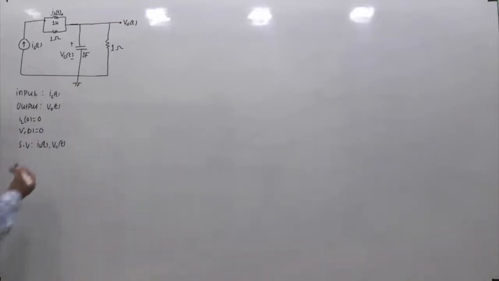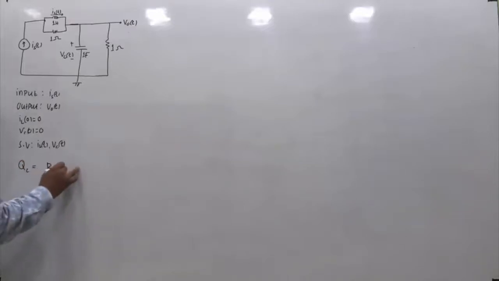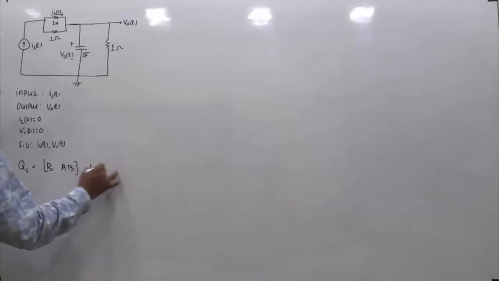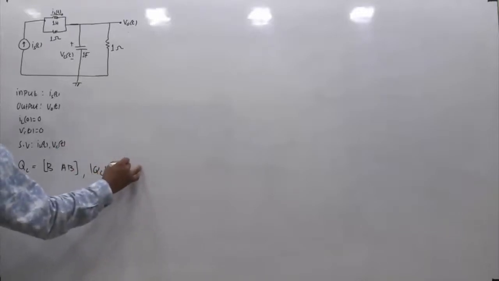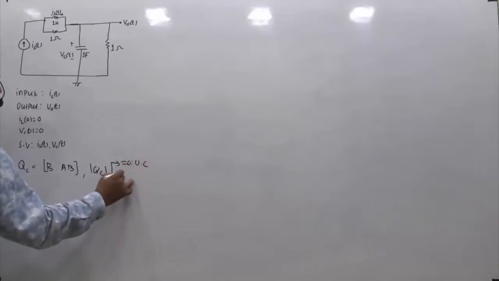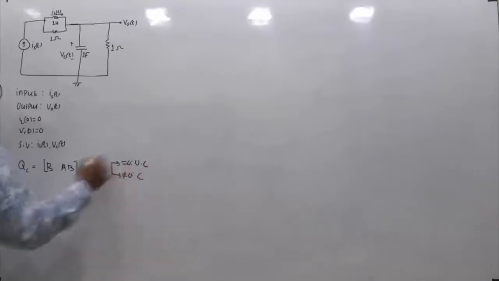So for controllability and observability, what we used to do? There are other methods, but one of the simplest methods is we find a matrix called QC and evaluate its determinant. The QC matrix is given by B and AB. Then we find the determinant of this QC. If this determinant happens to be 0, then we say it is uncontrollable, and if this determinant is not equal to 0, we say it is controllable.